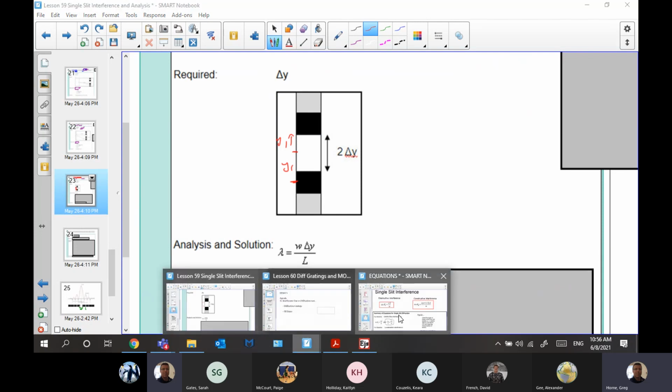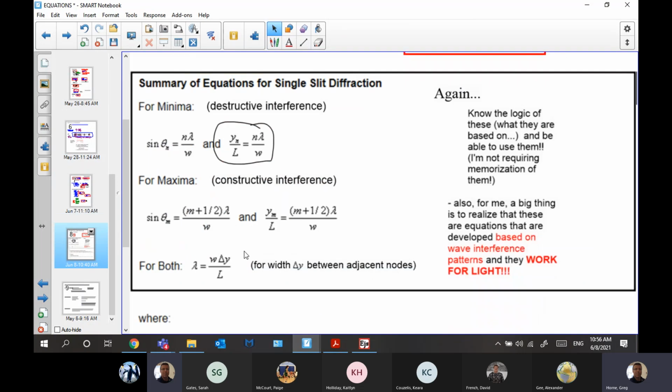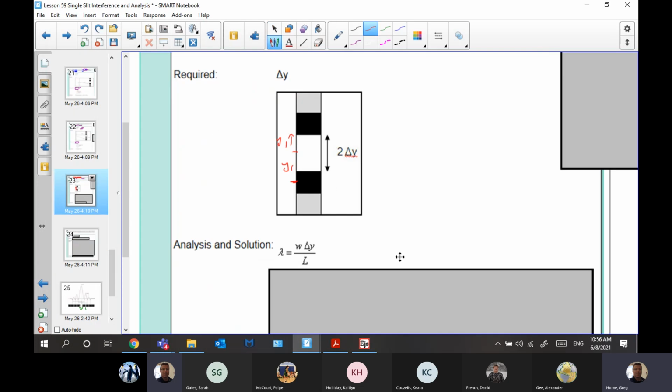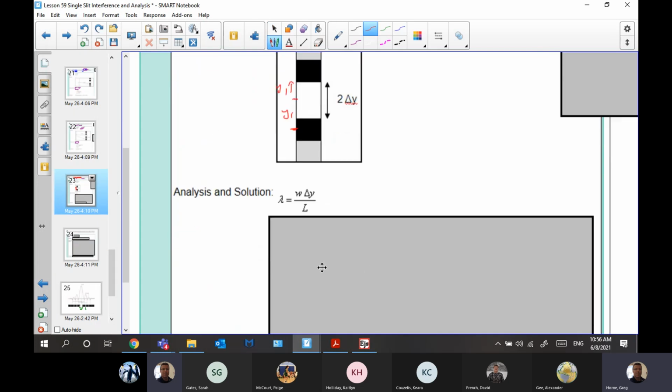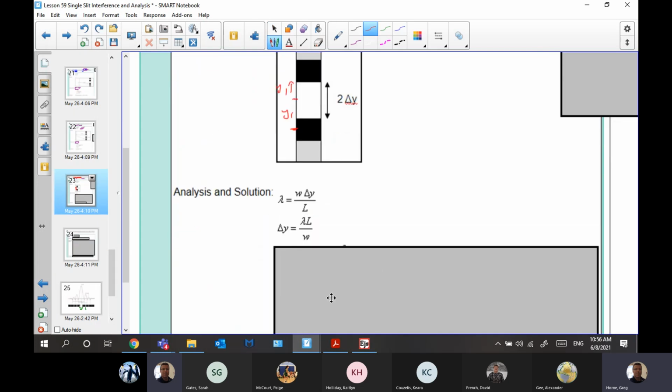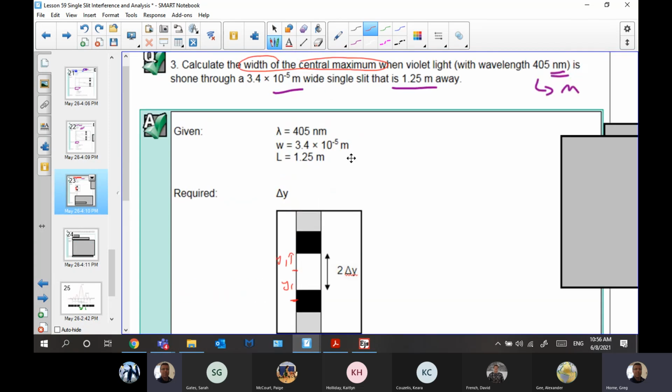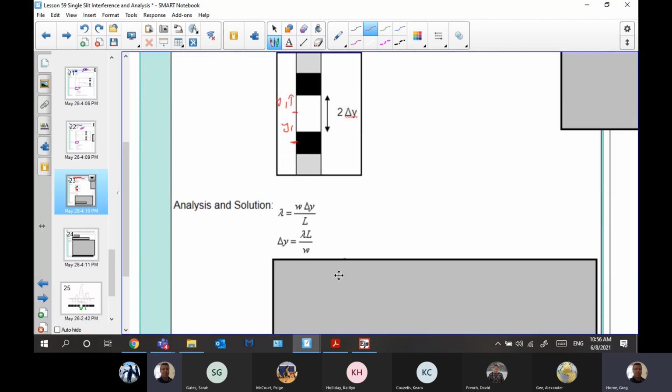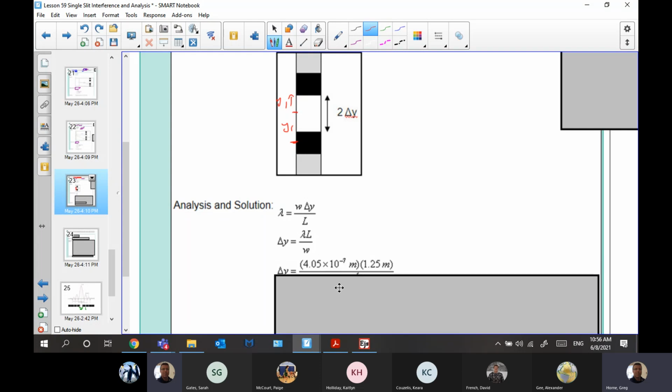Oh, sorry, they ended up using the actual delta Y formula, between adjacent nodes. Anyways, I think you could calculate the way I was thinking of it, where you'd get the distance to the first dark and then double it, would work as well. So you see the wavelength, the length, and the width in there, just like before. So they're solving for the delta Y that we want.